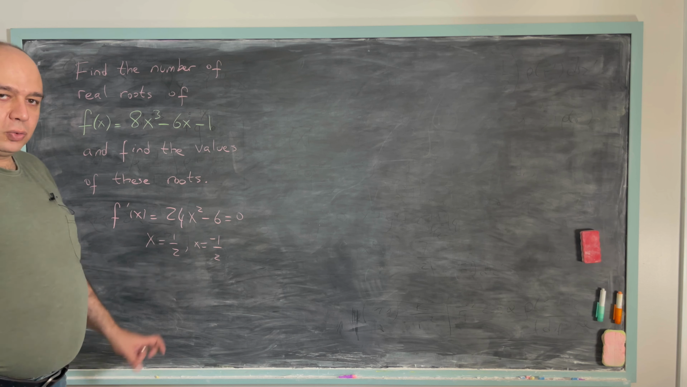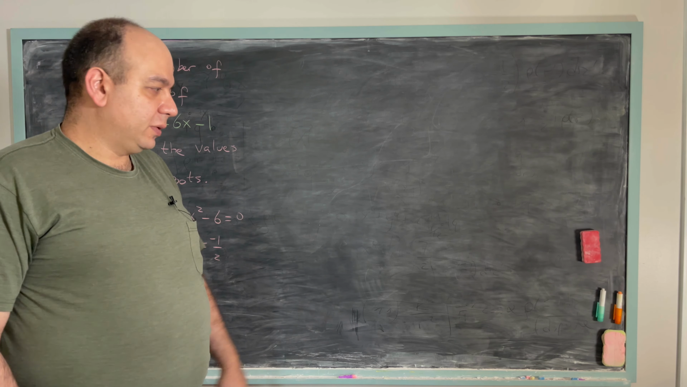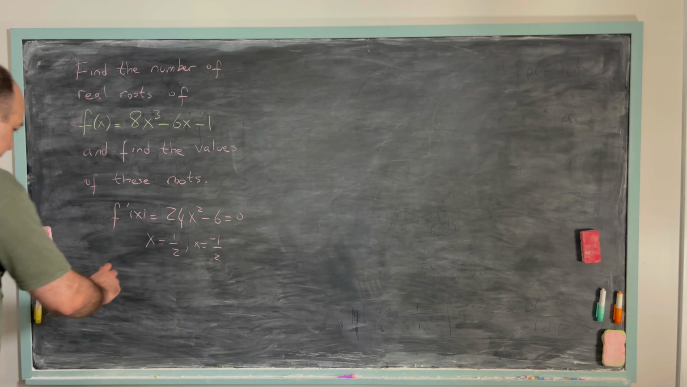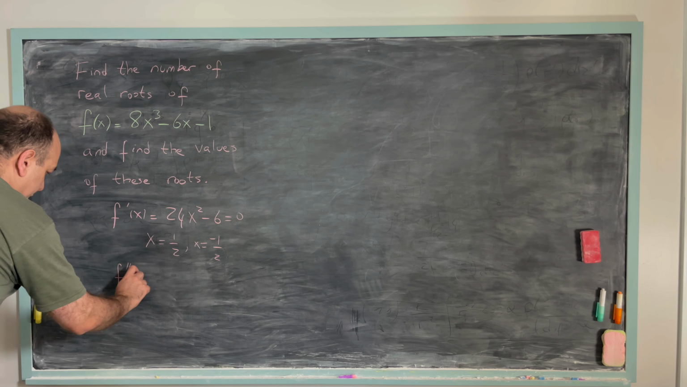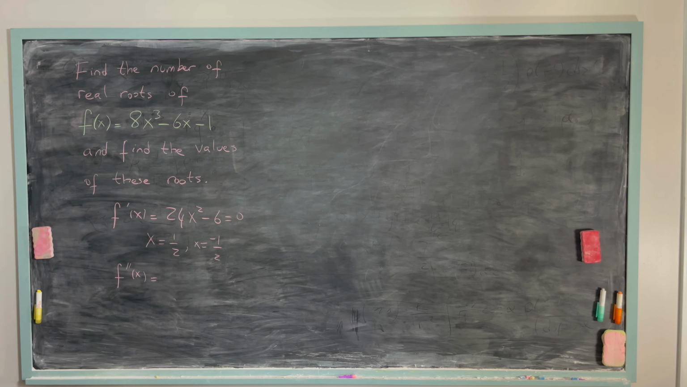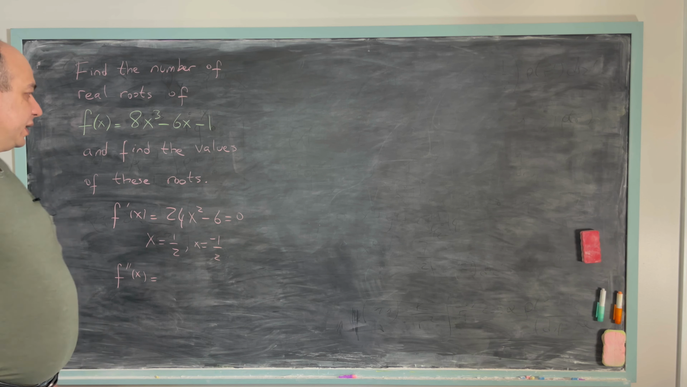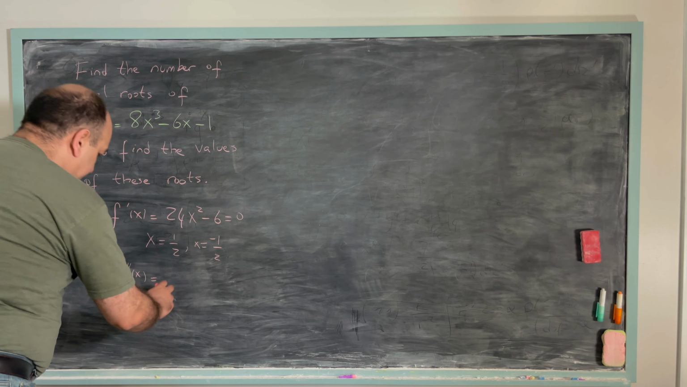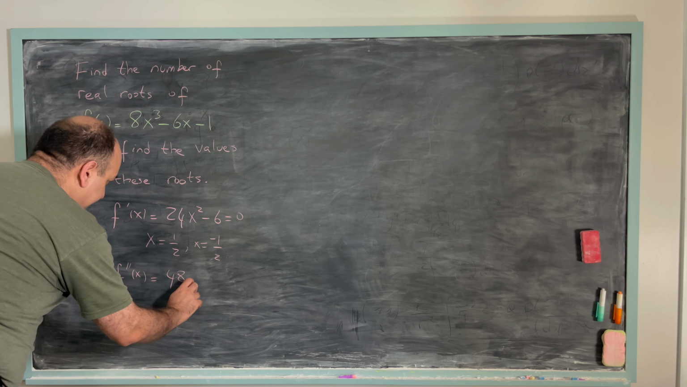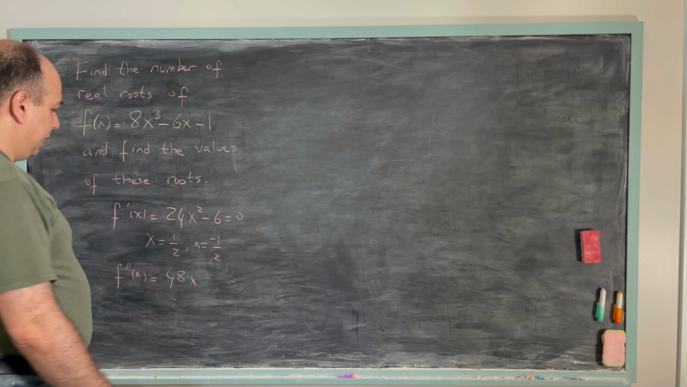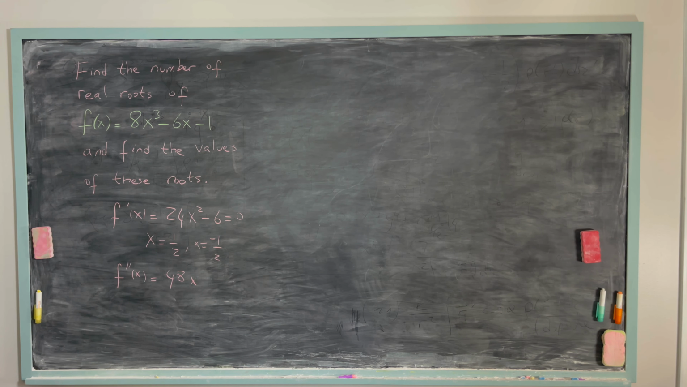So they can be local min, local max, those kinds of things, or saddle point. We don't know it yet. That's why we need to do the second derivative test. The second derivative gives us 48x, and that's it.